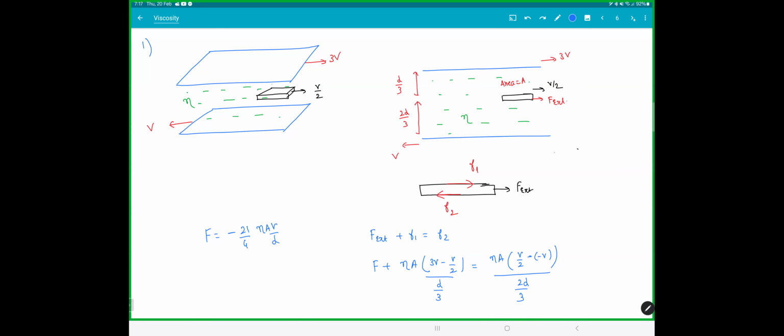Distance of 5 by 2d from the upper wall. What are you saying, Vihan? It's d by 3 and 2d by 3. Where did you get 5d by 4 from?